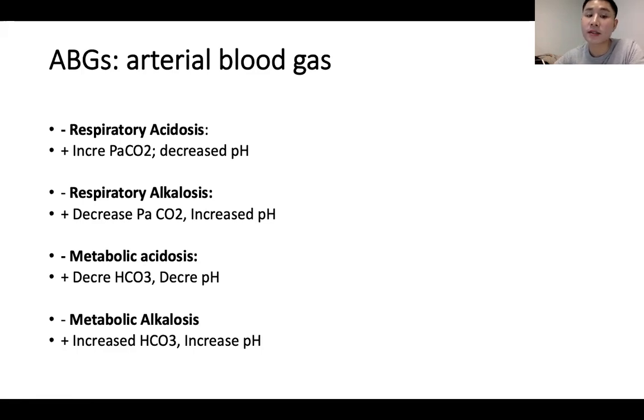Metabolic acidosis is decreased bicarbonate, HCO3. Remember, it's a buffer. So if we don't have enough buffer, of course, the blood will get more acidic. And where is the buffer released? From the kidney. So that's why it's metabolic. And of course, acidosis is decreased pH, and metabolic alkalosis is increased bicarbonate and increased pH.